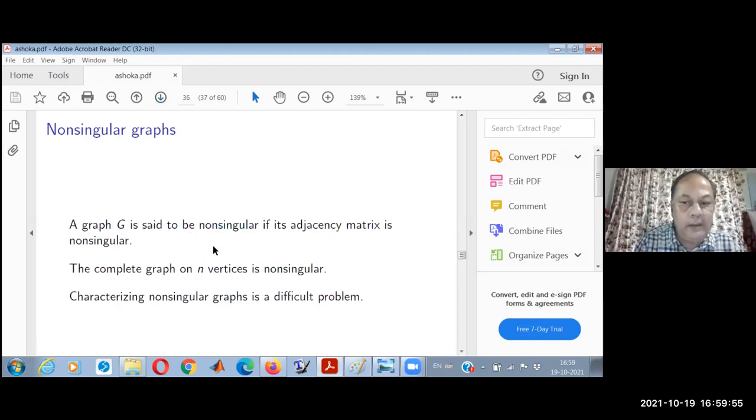So as I said, a graph is said to be non-singular if the adjacency matrix is non-singular. Some of the things are not easy to decide. Like we feel that it is easy: what is the rank of the adjacency matrix? There is no good answer to that. Is the rank related to the properties of the graph?